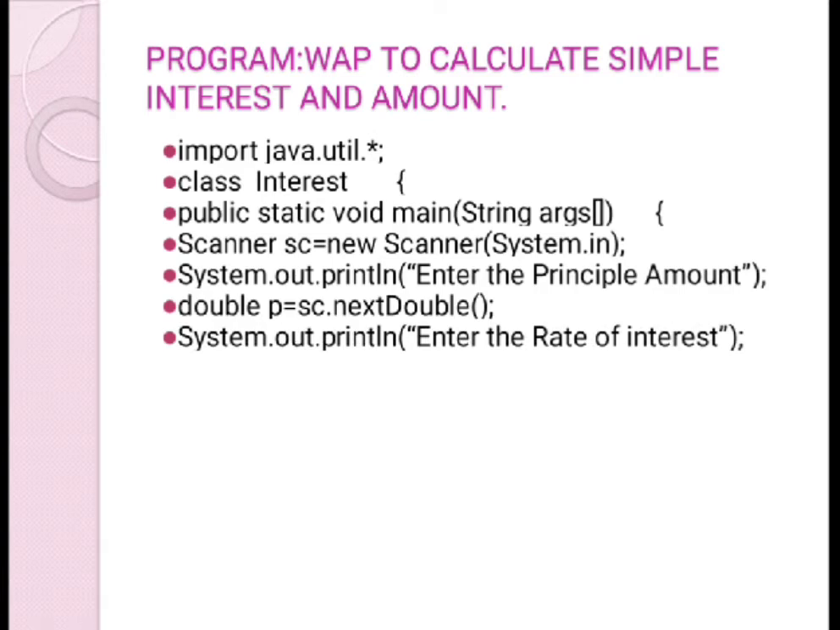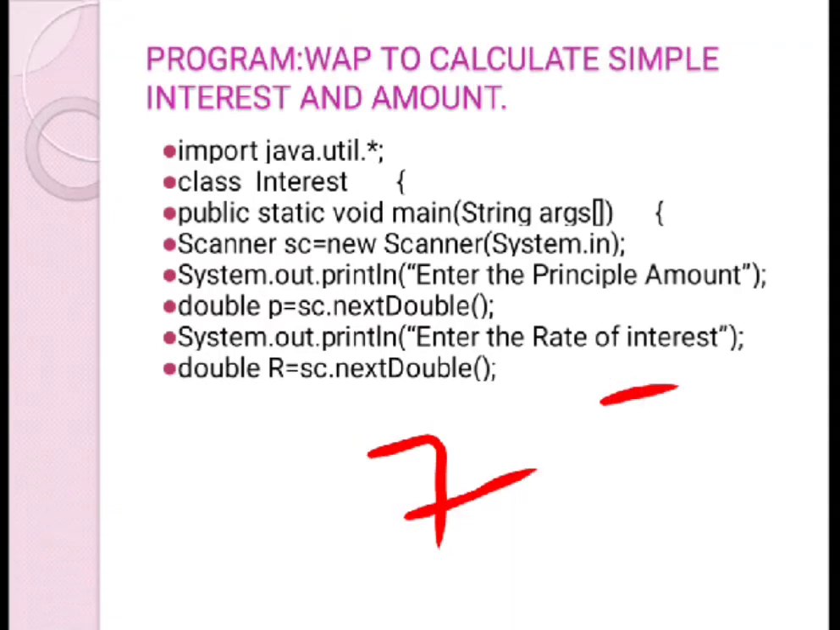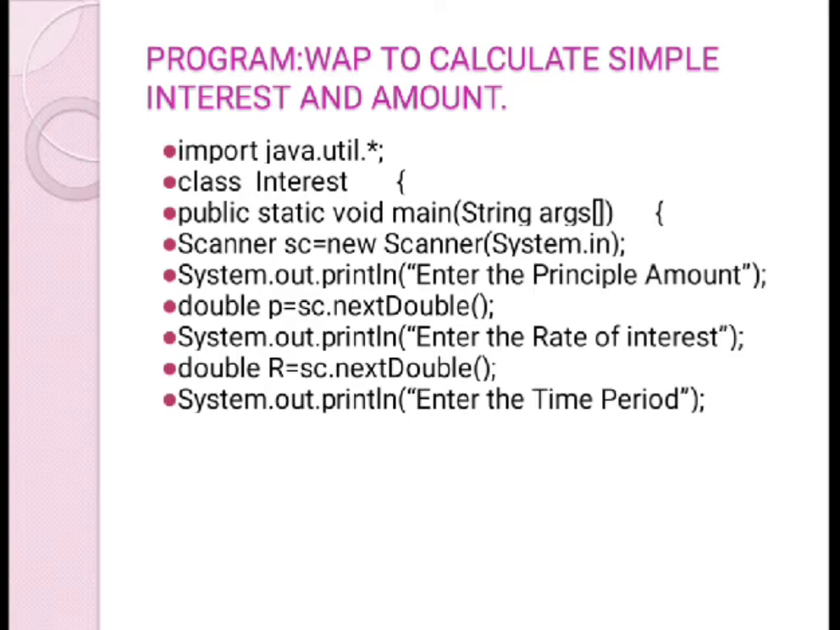You must be aware of the rate of interest. You are going to ask for it, because the rate of interest is different for every bank. It might be something like 7.5 or 7.3, so we are taking a double variable. After that the time period. Here we are also taking the time period in double, because it can be 7.5 years, 3.2 years, or 1.5 years. In the same case we are using double.